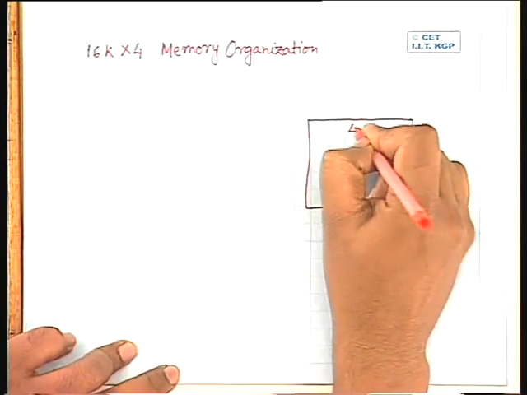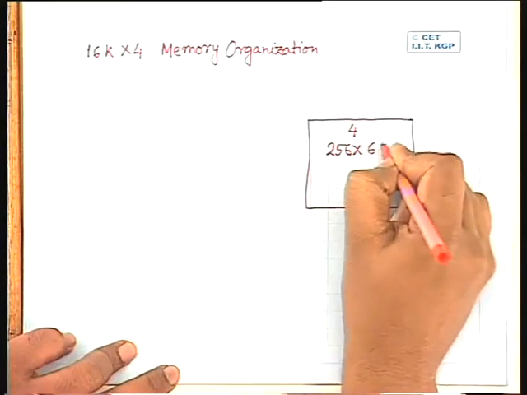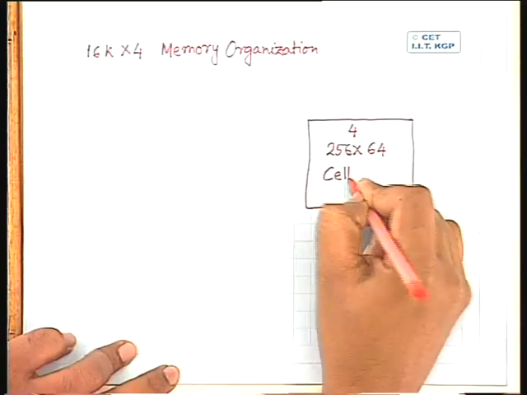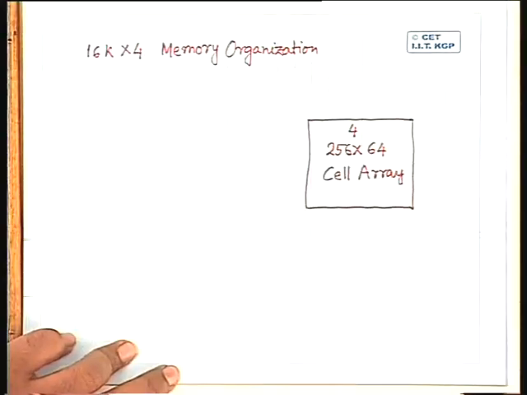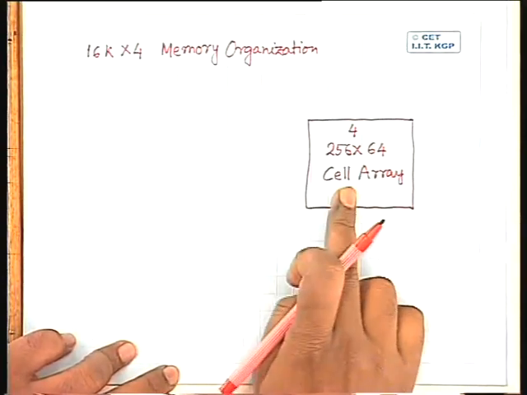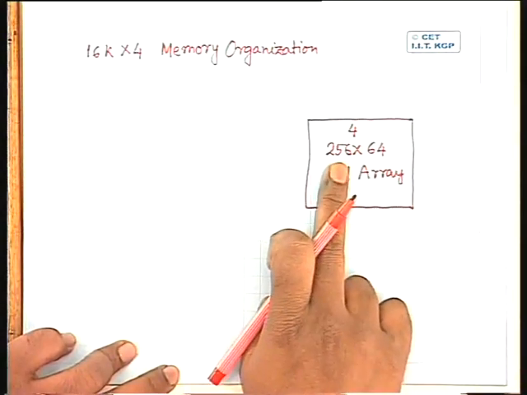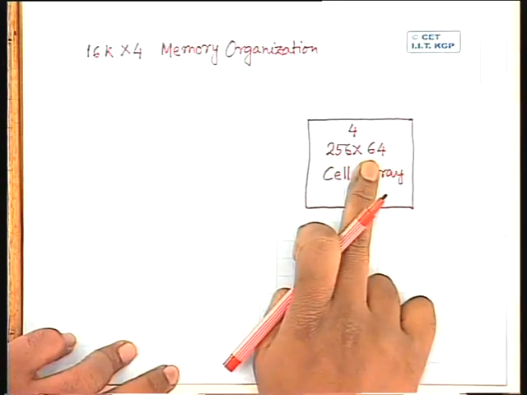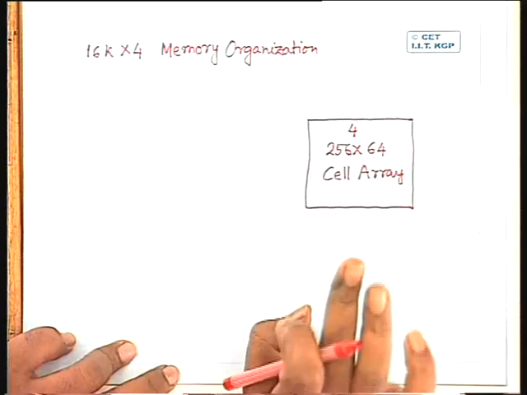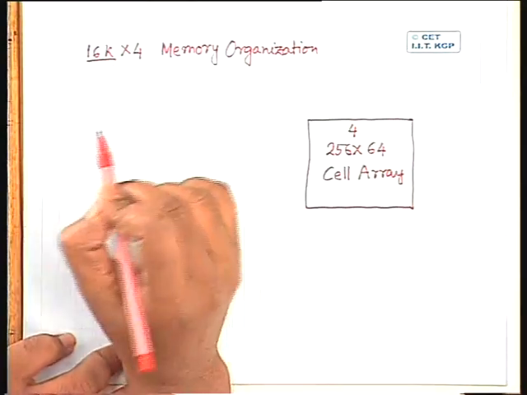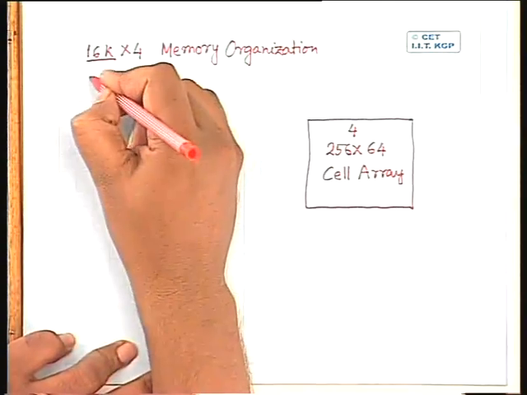So, I will have 4 256 by 64 cell arrays. Okay. So, instead of a single cell array, now we use 4 2-dimensional cell arrays. Every cell array will have 256 rows. Every row will consist of 64 cells. Right? Now, because I have 16K locations, that means number of bits needed to address these 16K locations is 14.